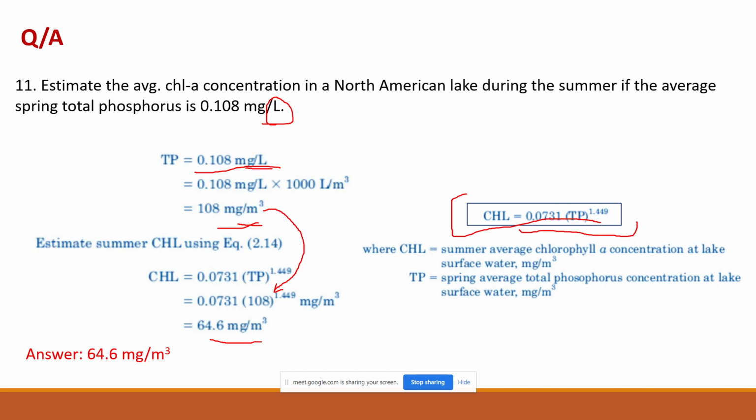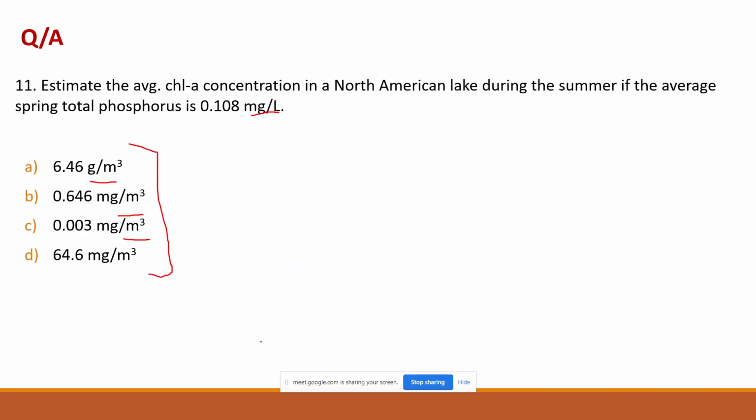Just as a recap, we studied this chlorophyll A concentration and nutrient concentration of a lake with respect to eutrophication, which was a consequence of water pollution. So the correct answer for this question will be option D, 64.6 mg per meter cube.